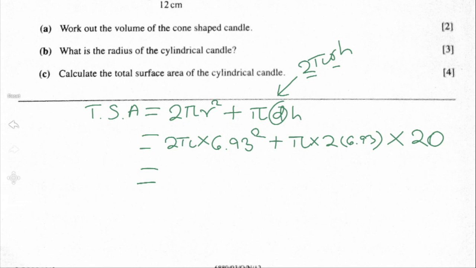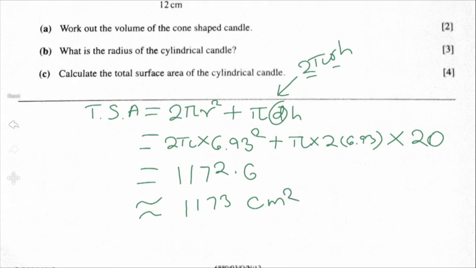So your answer there will be 1172.6, which is approximately 1173. The surface area there is in square centimeters. Once again, we are using the formula for the total surface area of a cylinder. We have to know this formula by heart. It's 2 pi r squared plus pi dh, or plus 2 pi rh.